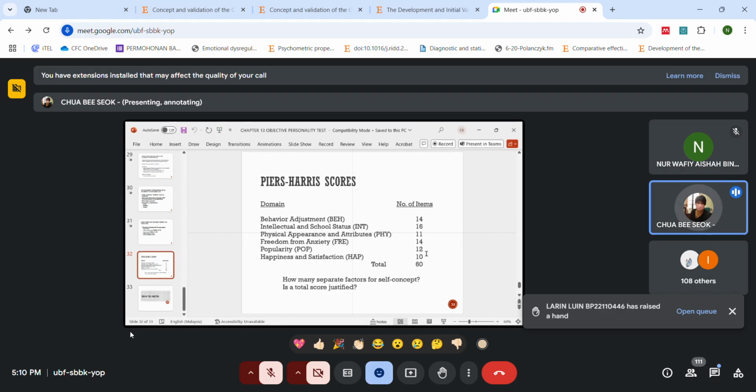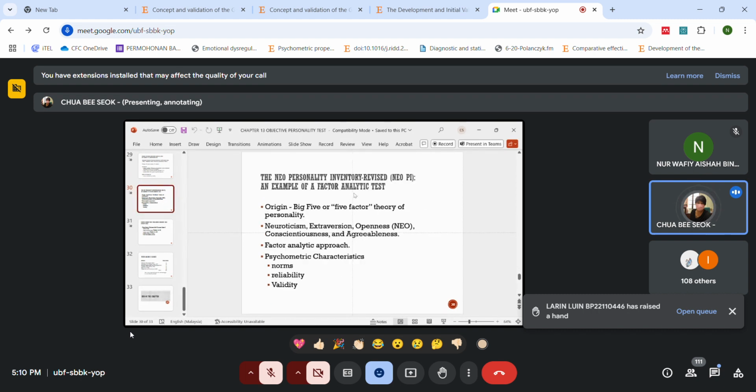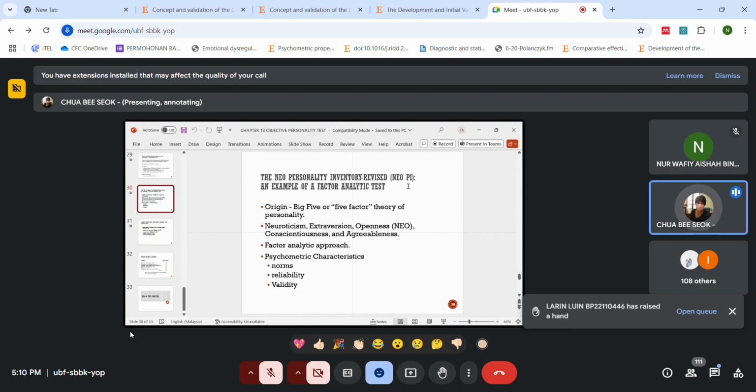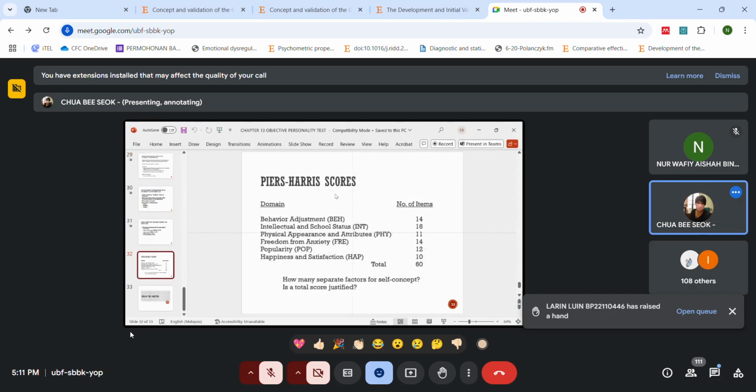And you see here, for each sub-skill there are not more than 20 items, so altogether there are 60 items. Okay. So that's some of the examples: the test that is based on theory, the test that is based on factor analysis, the test that is empirical, and empirical based on theory.